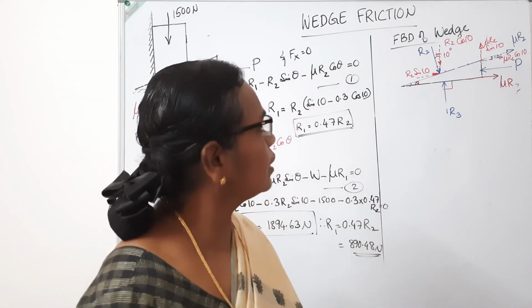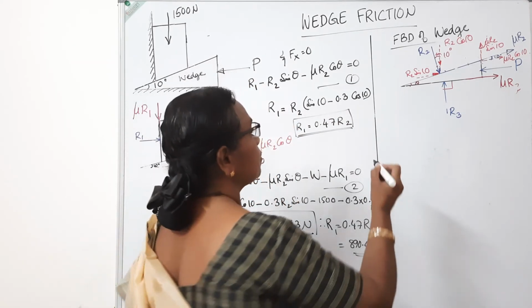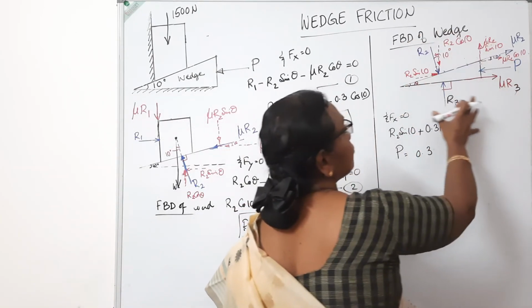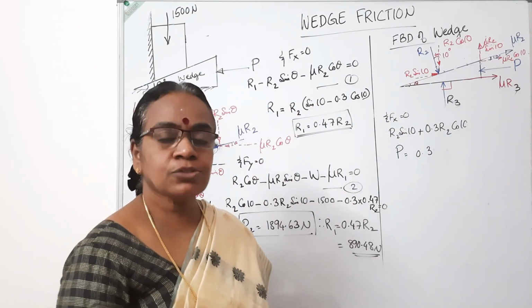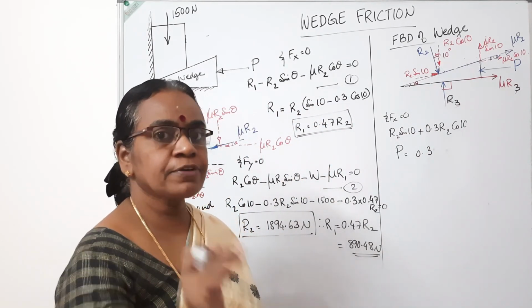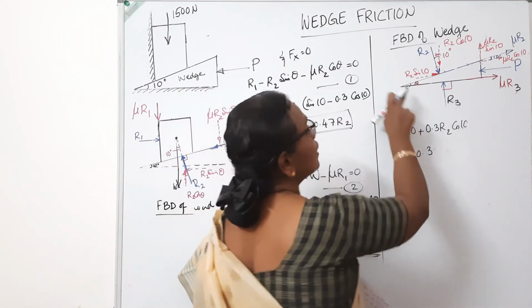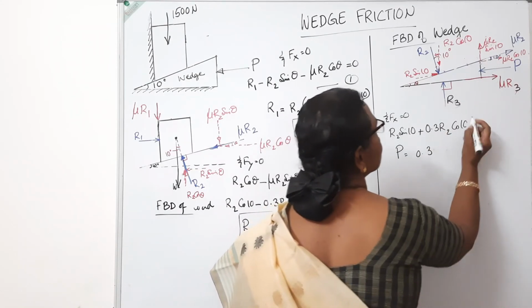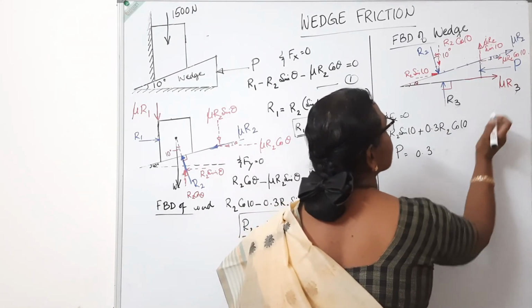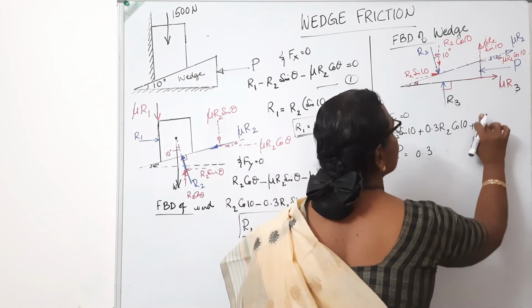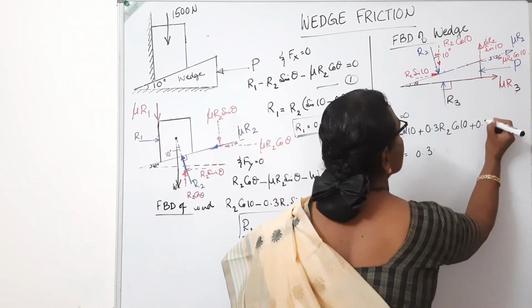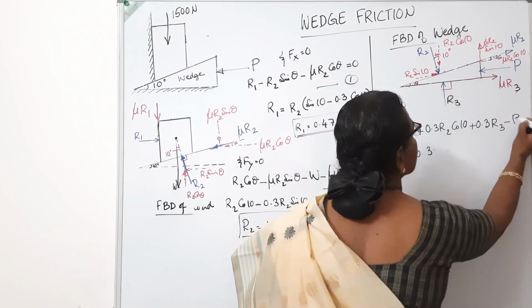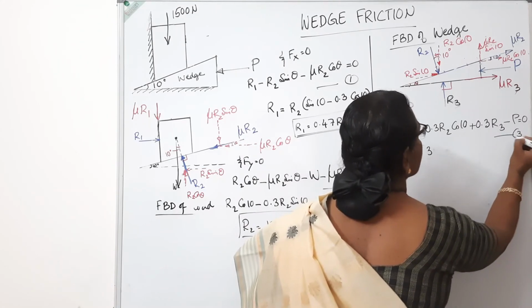Now the thing has become easier, we can simply write sigma Fx equals 0, sigma Fy equals 0. Considering the free body diagram of the wedge, I have now resolved all the force components. Sigma Fx equals 0 gives R2 sin 10 towards right, mu R2 cos 10, that is 0.3 R2 cos 10 towards right, there is mu R3, that is 0.3 R3 towards right, then P towards left, minus P equals 0. That is equation 3.